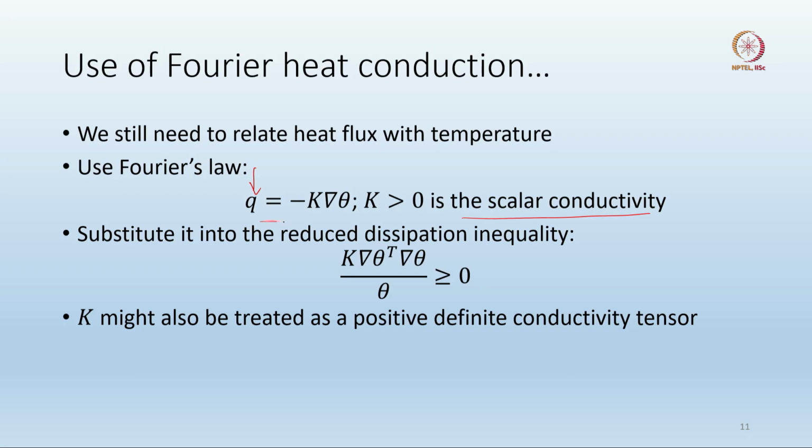Then substitute Fourier's law in the reduced dissipation inequality and immediately see that this is almost a squared quantity, k times grad theta transpose grad theta. It is something like A transpose A. So you see how the positivity comes up. This is the basic Coleman-Noll procedure.